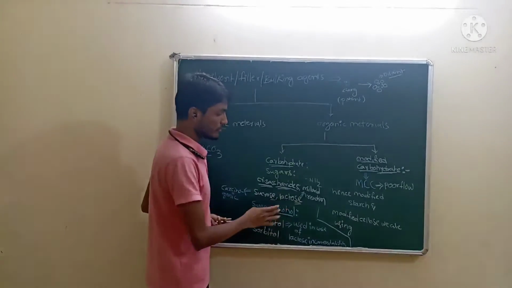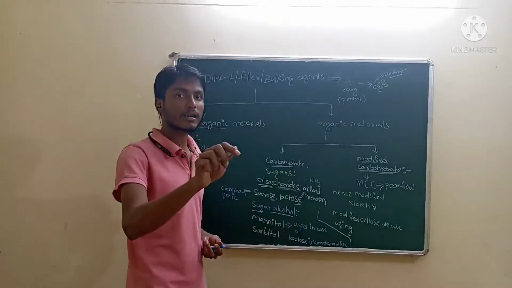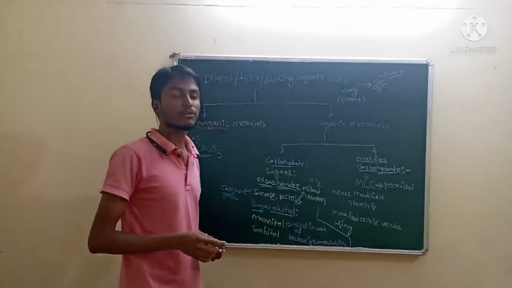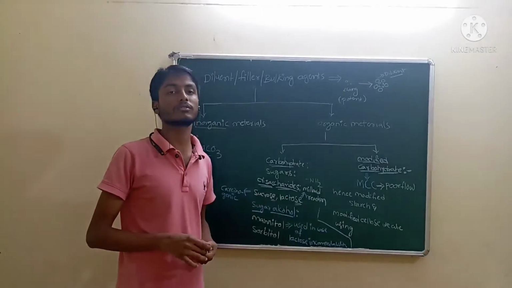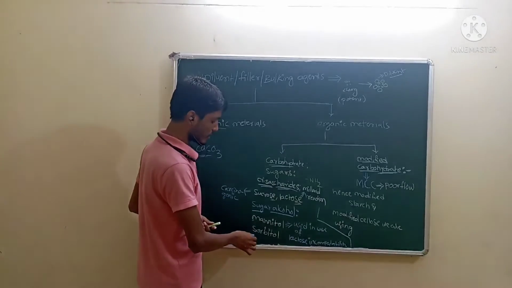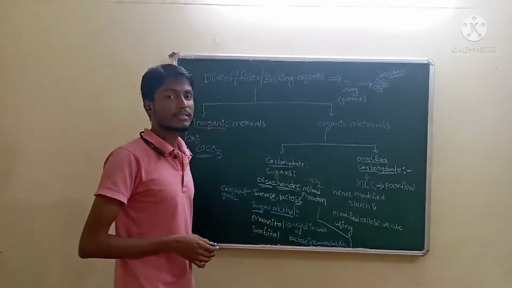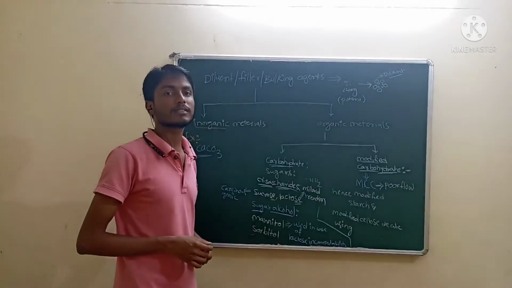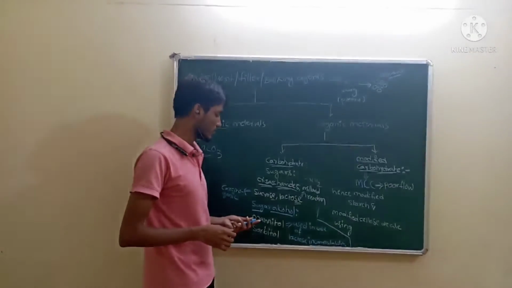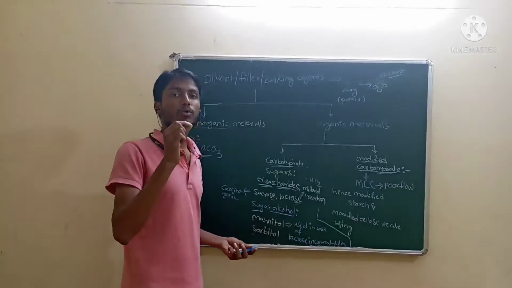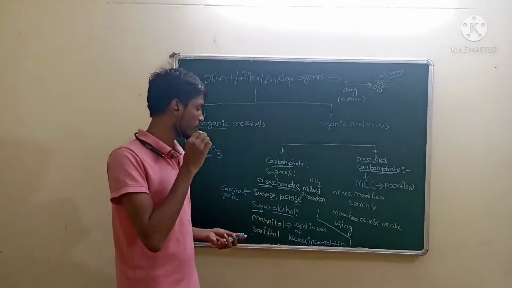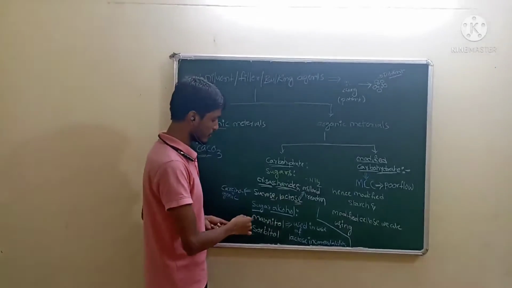So as an alternative to the disaccharides, we use sugar alcohols. What are those? Mannitol and sorbitol. Majorly we prefer mannitol, because it has a negative heat of dissolution, meaning it gives a cool sensation in our mouth. Hence we majorly prefer mannitol.